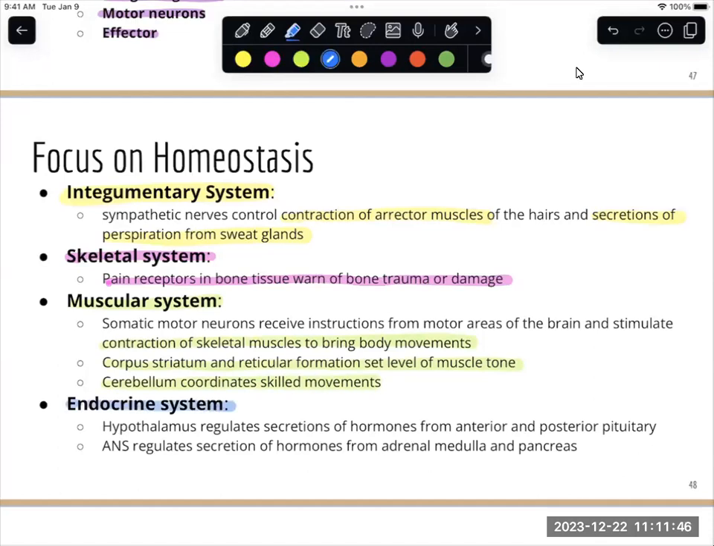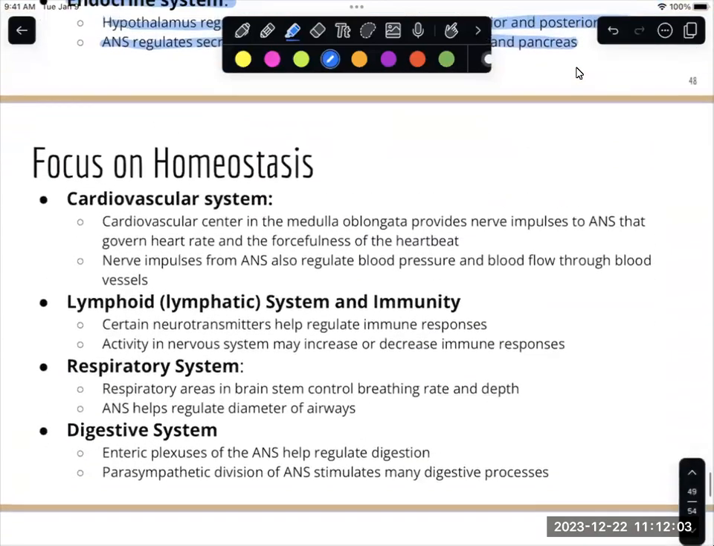The endocrine system. That hypothalamus helps to regulate hormone secretions from the posterior and anterior pituitary. This you'll learn in anatomy too. That autonomic nervous system is going to help regulate hormone secretion. Cardiovascular system.